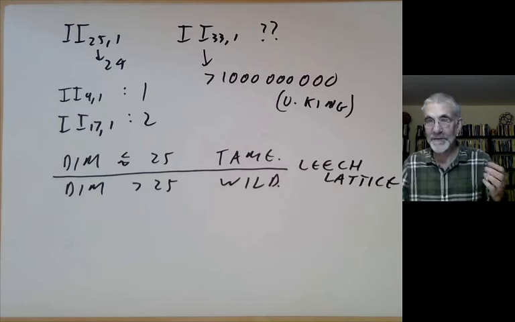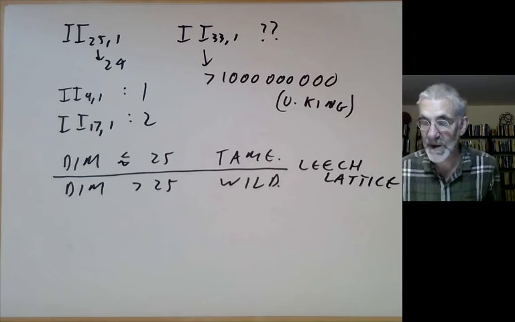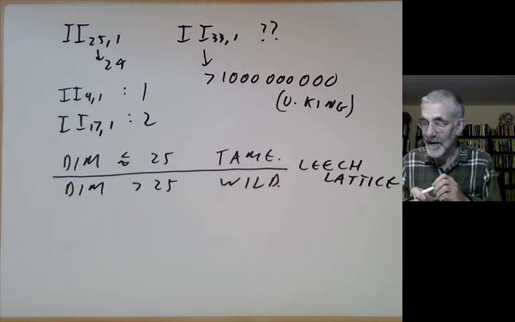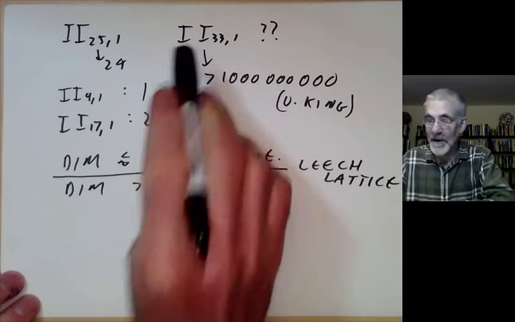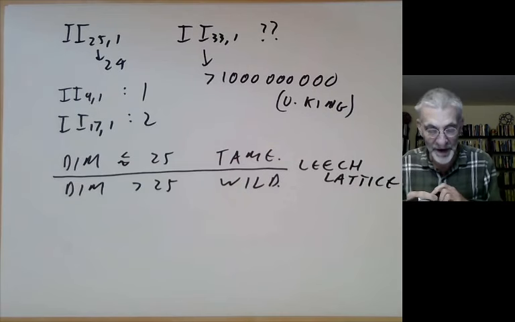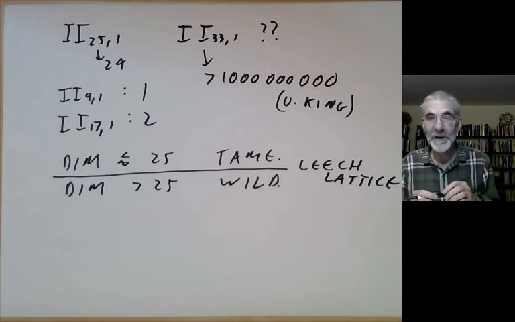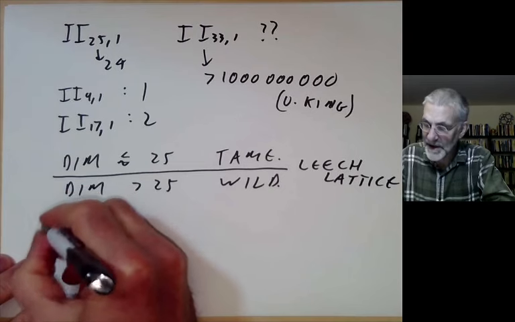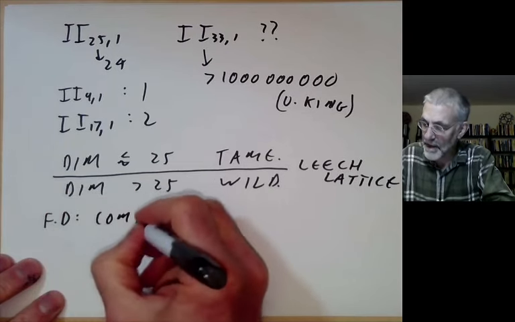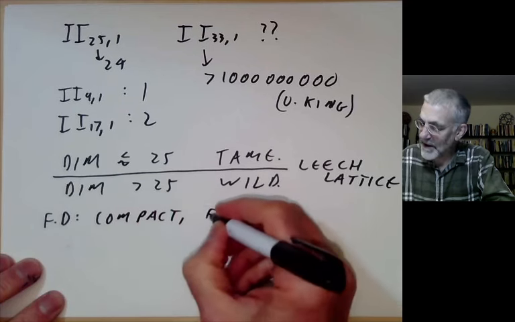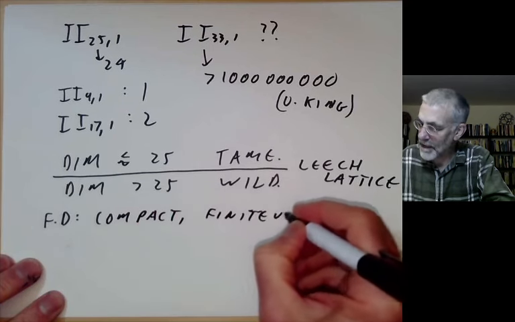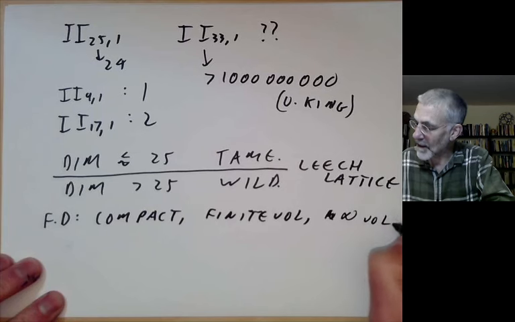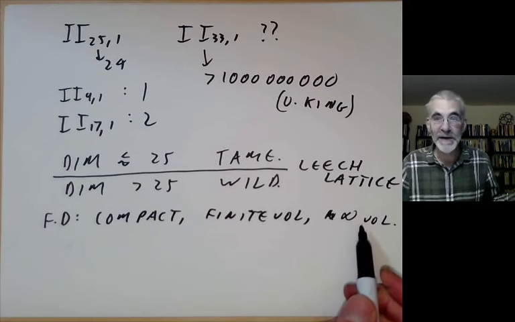People have, of course, done a lot of work on classifying lattices with finite reflection groups in dimension up to 25. The classification is a bit complicated because there are all sorts of different things you can look at. So, for instance, the fundamental domain can be compact, or it can be finite volume but not compact, or it can be infinite volume. And the infinite volume case is still interesting.